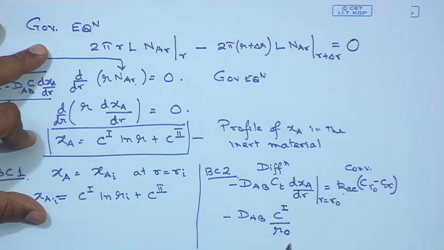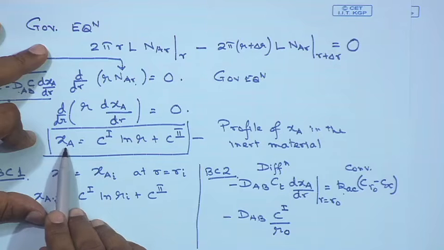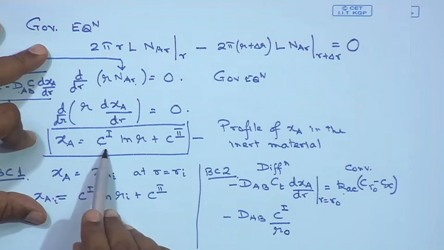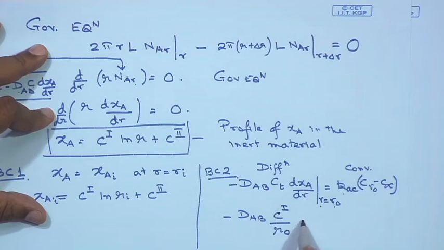So, this is going to be C1 by r naught. If you differentiate it once, dxA/dr would be C1 by r, and since I am evaluating it at r equals r0, it is simply going to be C1 by r naught. So, this is going to be the left hand side, and on the right hand side it is going to be Kac times xA0.